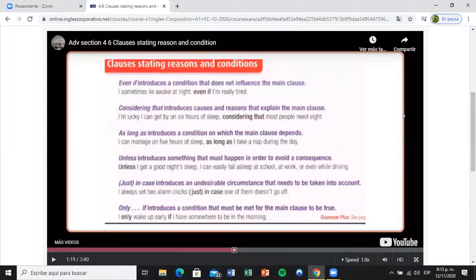Okay. So the function is the same. Remember, we talked about how these clauses are giving us the explanation. So I always set an alarm clock. Why, Oscar? Oh, in case one of them doesn't go off. That's the idea. So instead of having someone ask you why you do that, or what happens if you don't, or asking for an explanation or a reason for why you're doing the action, all of these clauses answer the question before it's asked. Cool. Thank you. You're welcome.